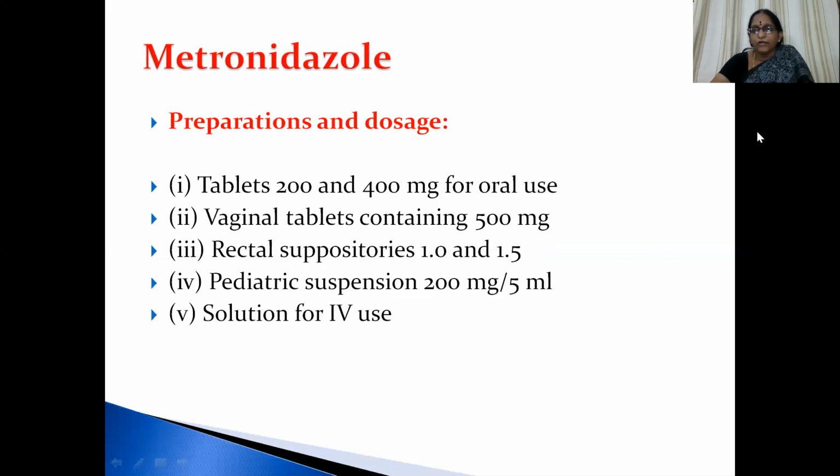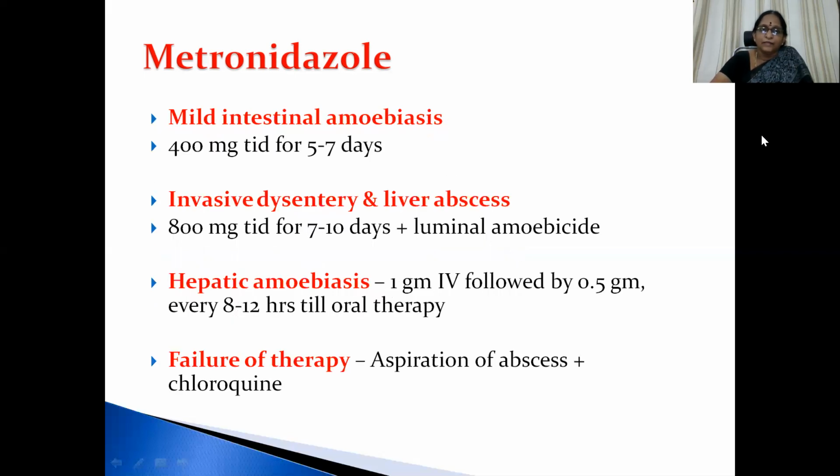So this is a common area that the examiners choose to ask you. If you answer everything very well, then they may ask what are the various doses of metronidazole and where they are used, the indications of each and every dose, and the route of administration. Then we'll see here, mild intestinal amoebiasis, 400 mg TID for 5 to 7 days. Then invasive dysentery and liver abscess, 800 mg TID for 7 to 10 days. The dose has been doubled, along with a luminal amebicide to eradicate the cysts, the carrier state.